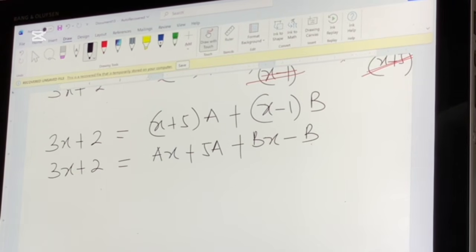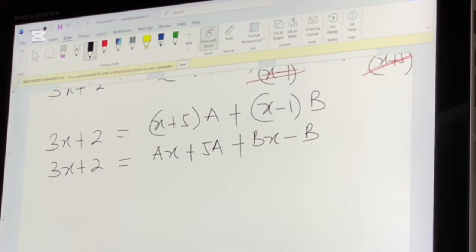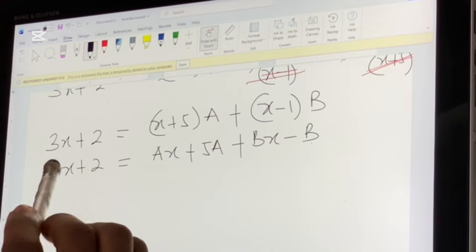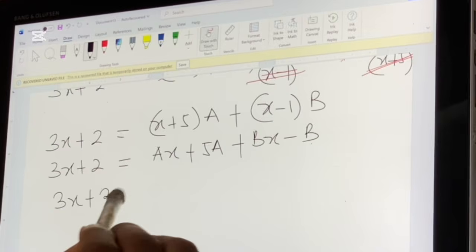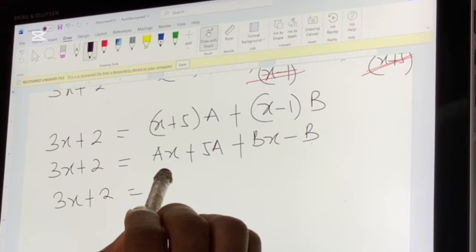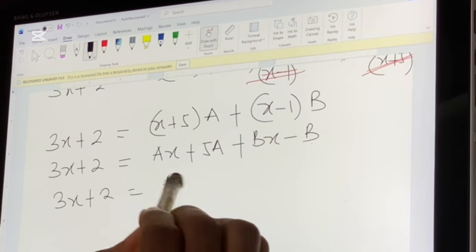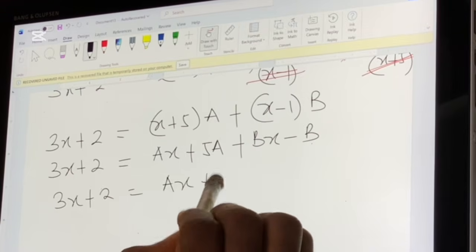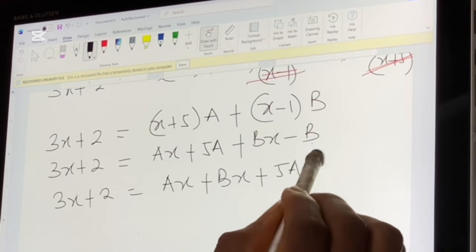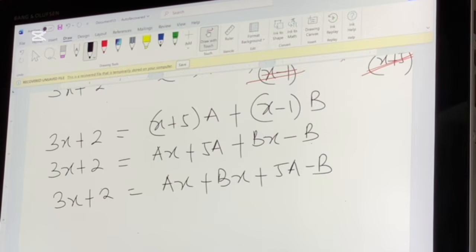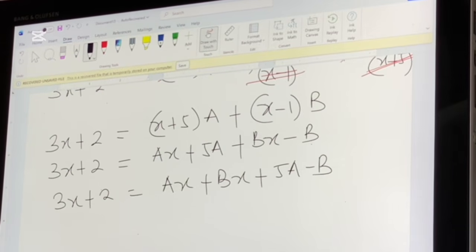So class, let's take like terms here. When you take like terms, that means we have 3s plus 2 is equal to as plus bs plus 5a minus b. So after like terms, we compare both the left hand side and the right hand side.